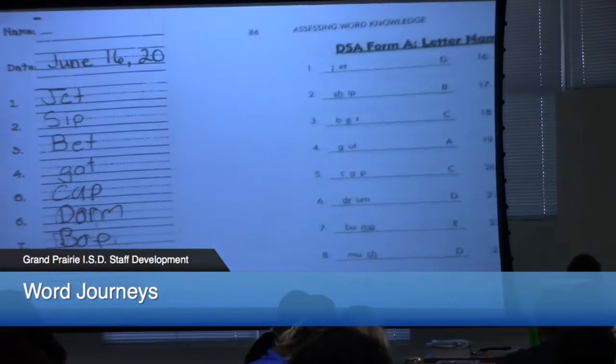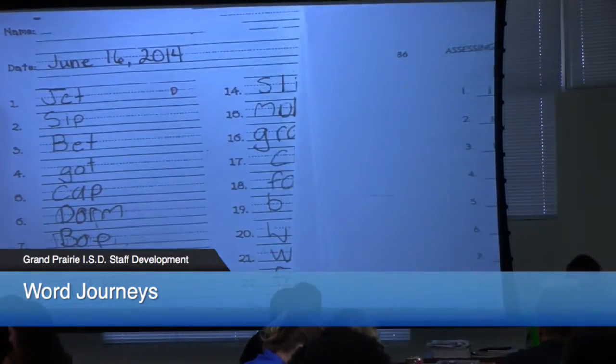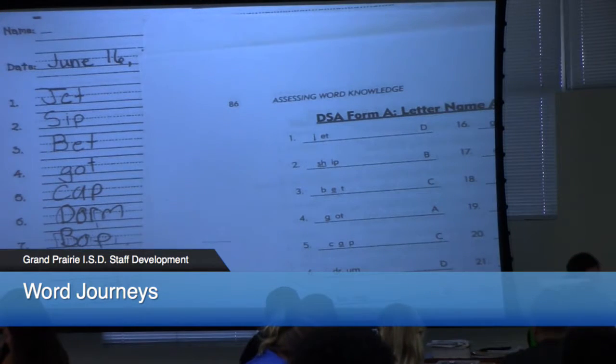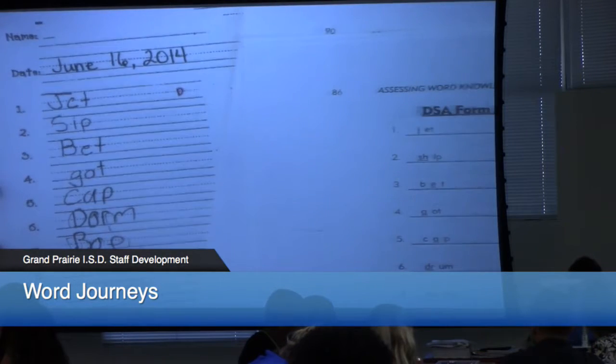Okay, so I'm going to go on. Jet, is it spelled correctly? Yes. Normally what I do with this is now I write D next to it. See how the recording sheet that she has in the back of the book is so much easier because it already has the D on there. So I would have marked D off. How about the next one?